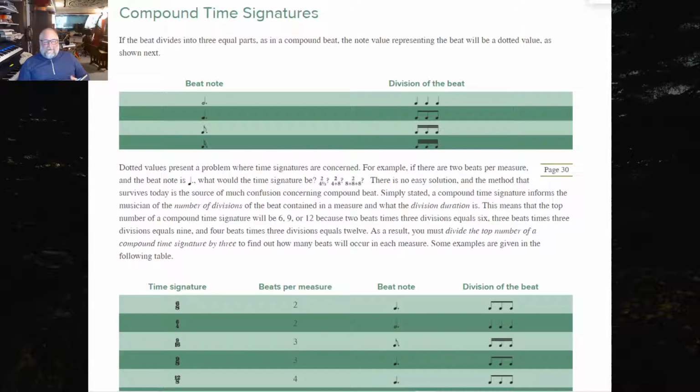Let's talk about compound time signatures. We're going to look at a chart like we did with simple time and talk about the beat notes, division of the beat, and how we come up with the correct numbers for a compound time signature.